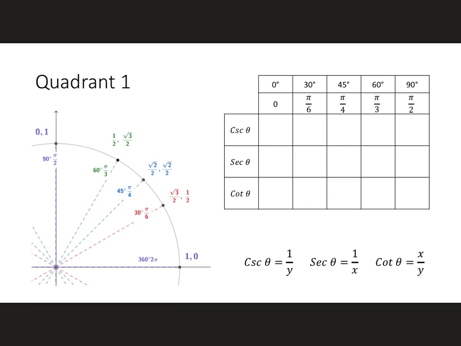Here we are back at our old friend quadrant 1. And you notice that we have new definitions for what cosecant, secant, and cotangent are compared to what sine, cosine, and tangent were. Cosecant of theta is 1 over the y. So let's start with the 30-degree angle. 1 over y, the y value at 30 degrees is 1/2. 1 over 1/2 is 2.